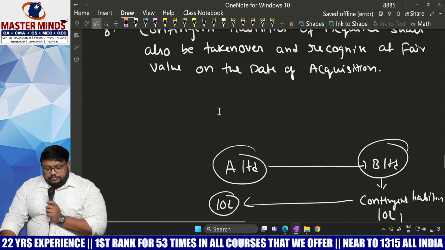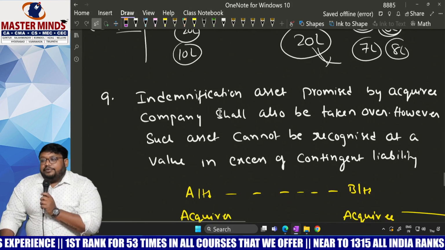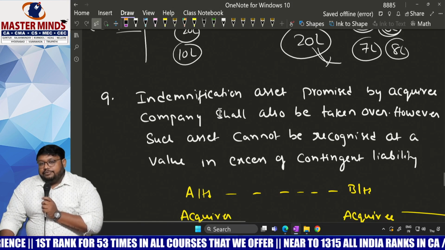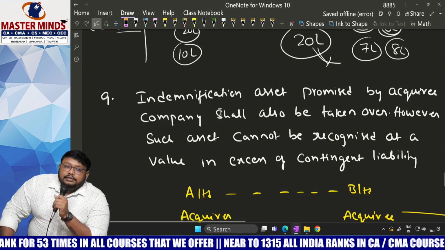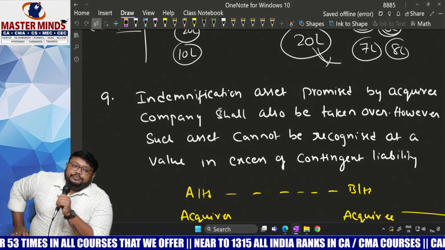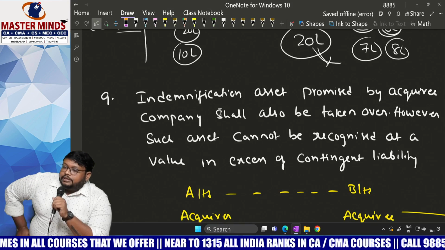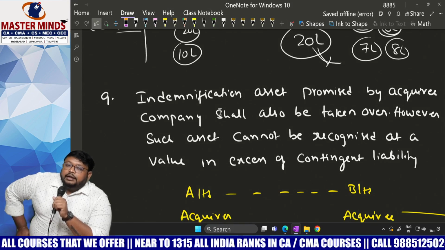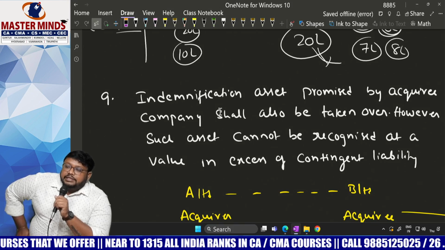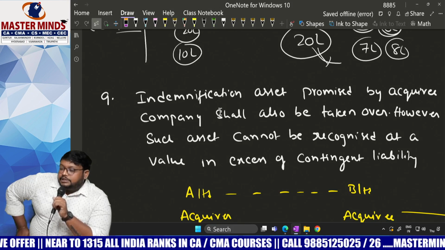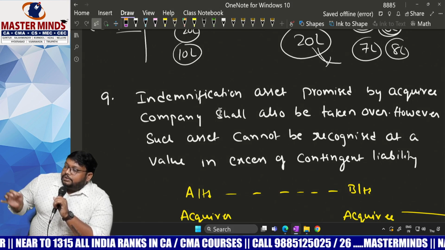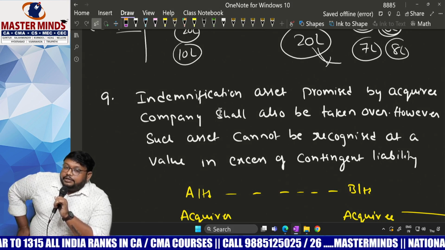Next one. See if any indemnification asset is there. That also is to be recognized. It is not there in the balance sheet of the acquiring company, but as per acquisition, that measurement we are taking for identification of assets for acquisition purposes. For acquisition purposes only, we are identifying the what?